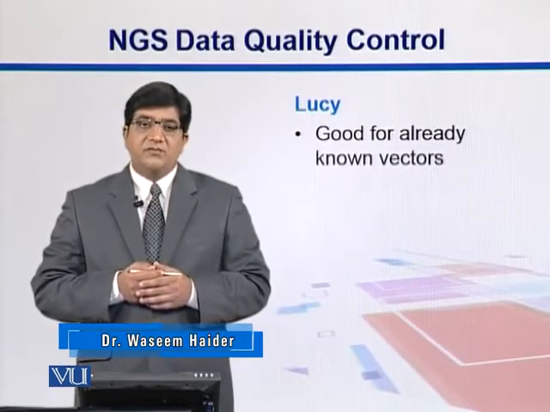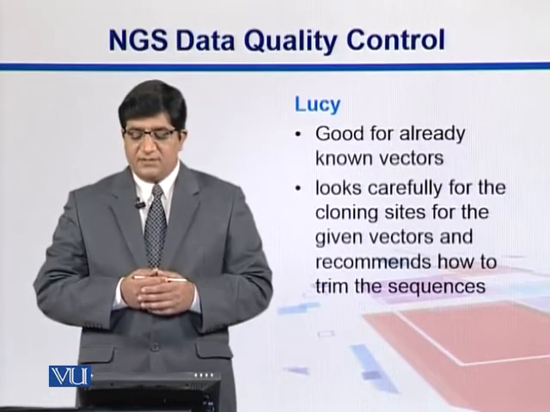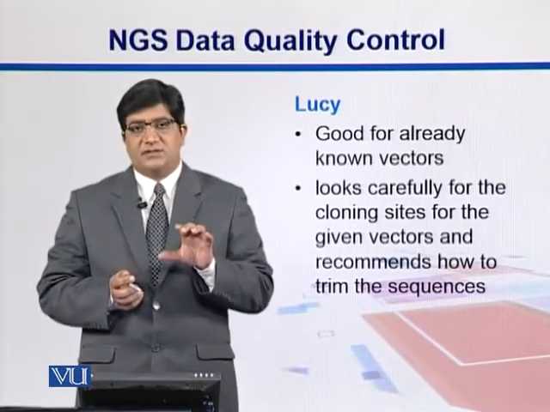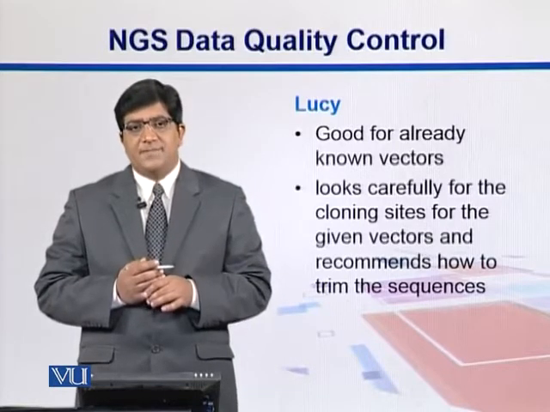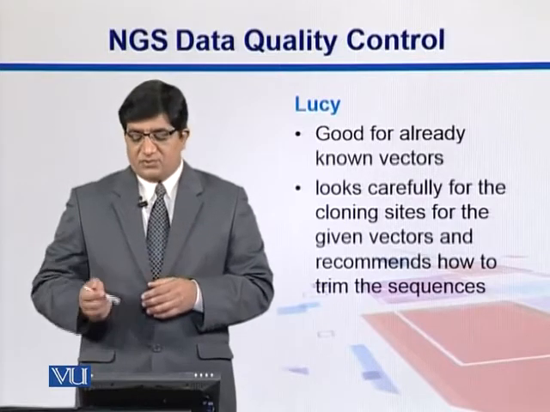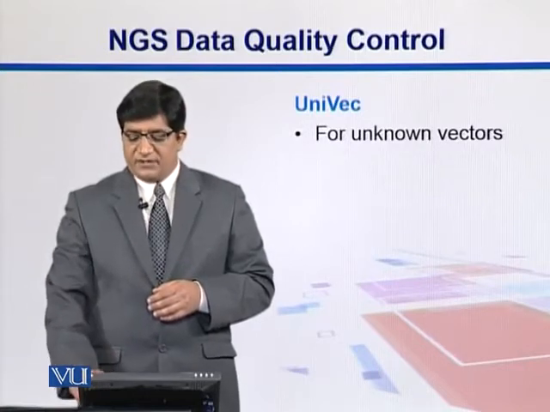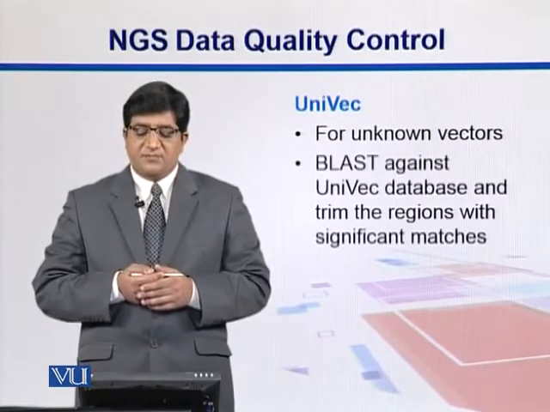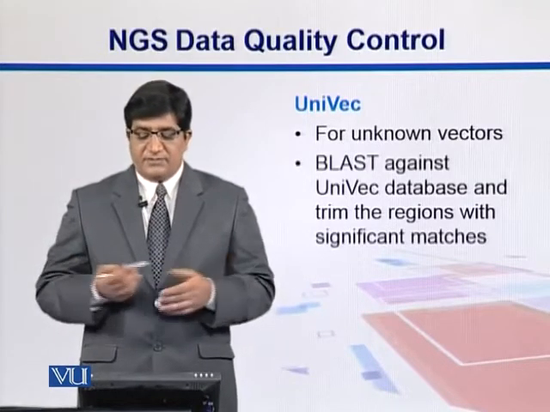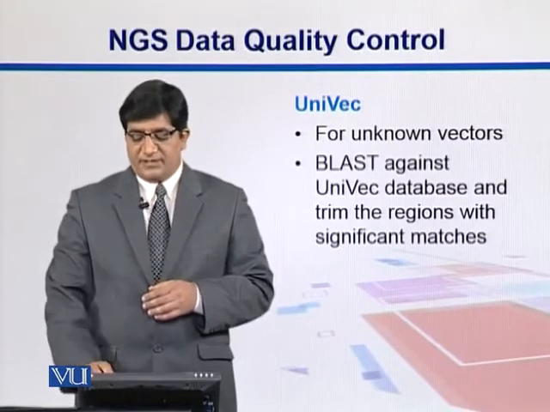LUCY is good for already known vectors. What it does is it looks for the cloning sites for the given vectors and recommends how to trim the sequences. So it is kind of doing pattern finding jobs, and then gives you an idea where we can have those regions coming from those cloning vectors. UniVec is good for unknown vectors, so it performs BLAST searches against the UniVec database, and then it trims the regions where it finds the significant matches. We'll talk about BLAST in some later lectures.